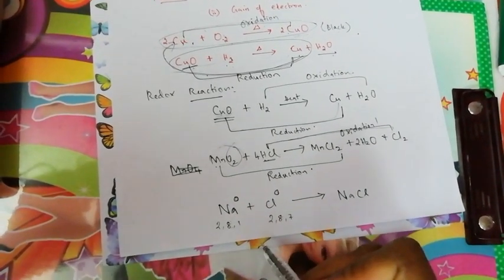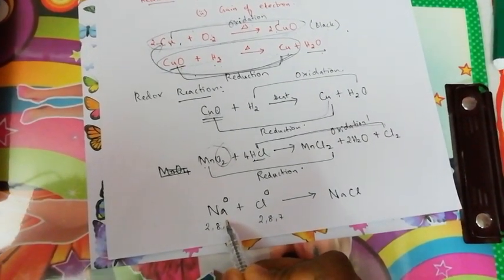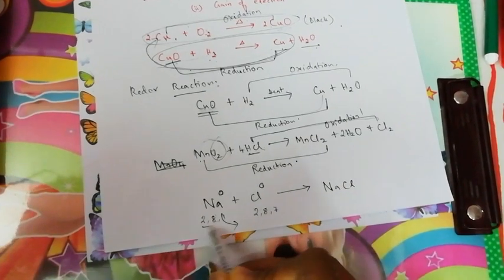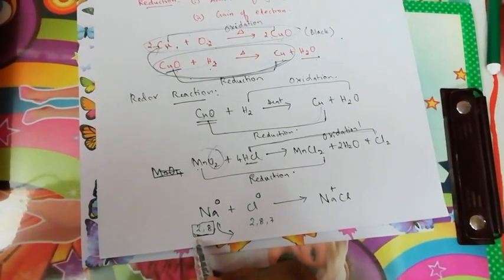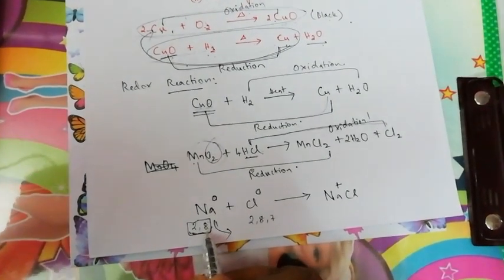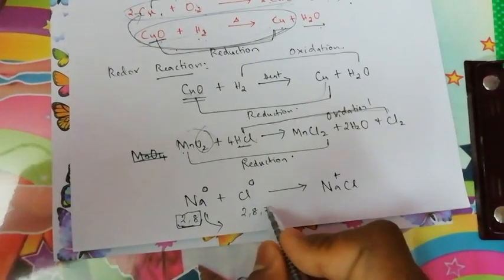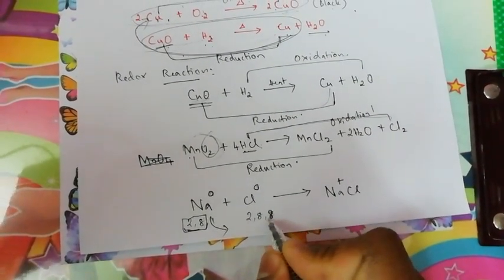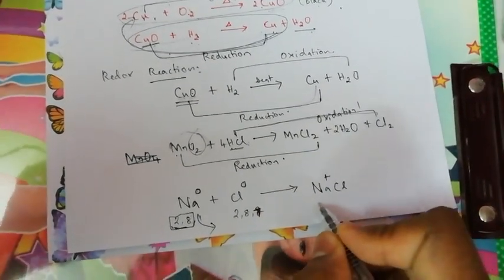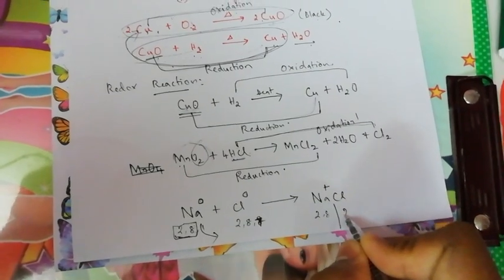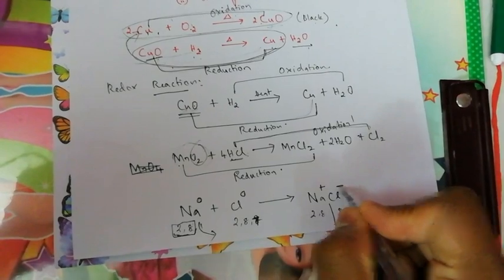Both have zero charges. But after sodium loses one electron, it becomes Na plus. That means its electronic configuration is 2,8. And chlorine, after gaining one electron, becomes 2,8,8. Clear? Before it is 2,8,7. Now it becomes 2,8,8. Understood? So it gains one charge here.